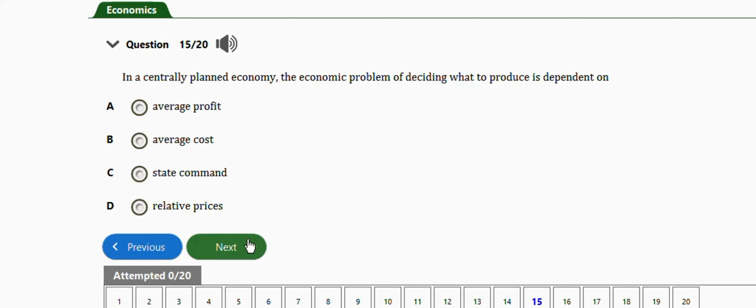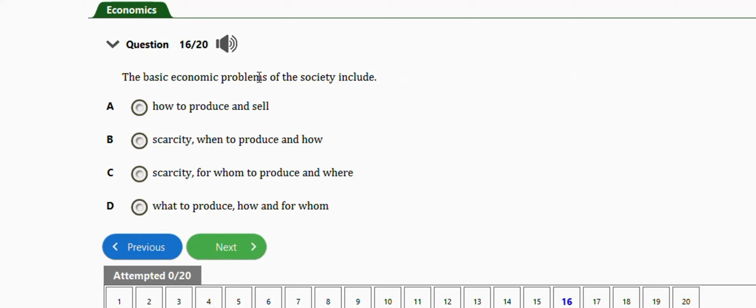Next question is this one. It says, the basic economic problems of the society include how to produce and sell, scarcity, what to produce and how, scarcity, how, for whom to produce and where, what to produce, how, and for whom. The right answer is option D, which is what to produce, how, and for whom.